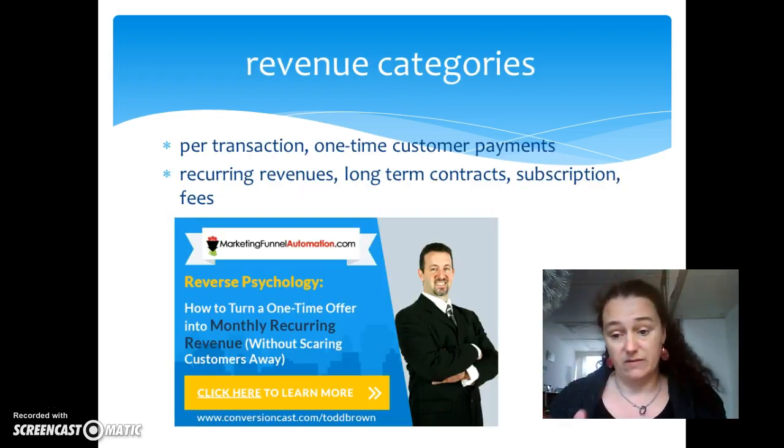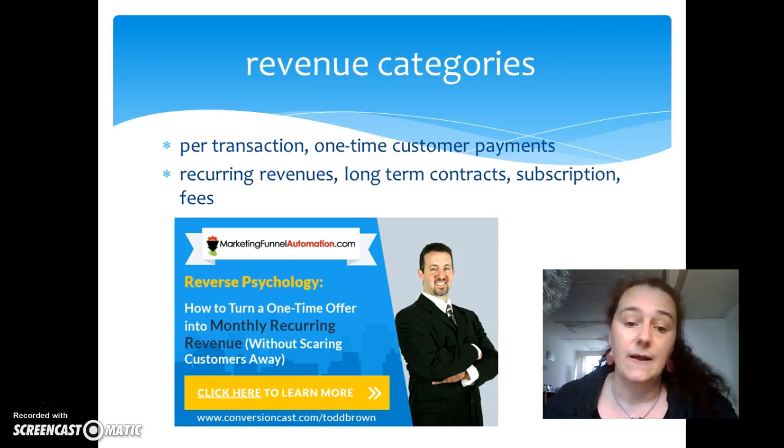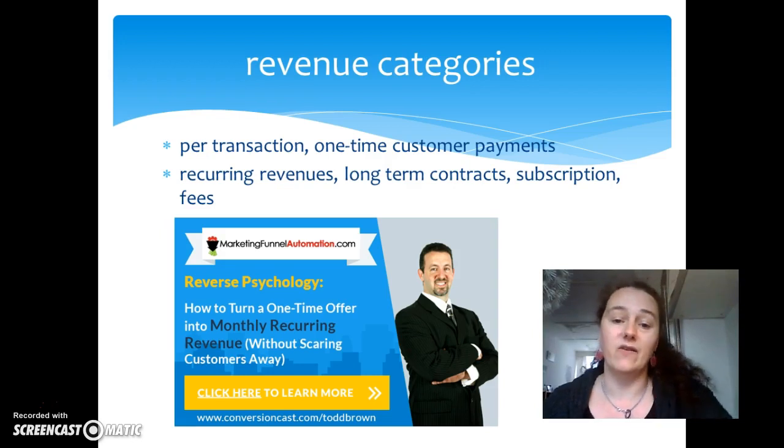Then there can be different categories in how you get that revenue in, and a very important thing to look into is you can have either per transaction, or one-time customer payments, or you can have recurring revenues, longer-term contracts, subscription fees. And businesses are generally looking for long-term contracts, subscriptions and fees, because then they know that they have a recurring customer and a revenue stream that they can count on.